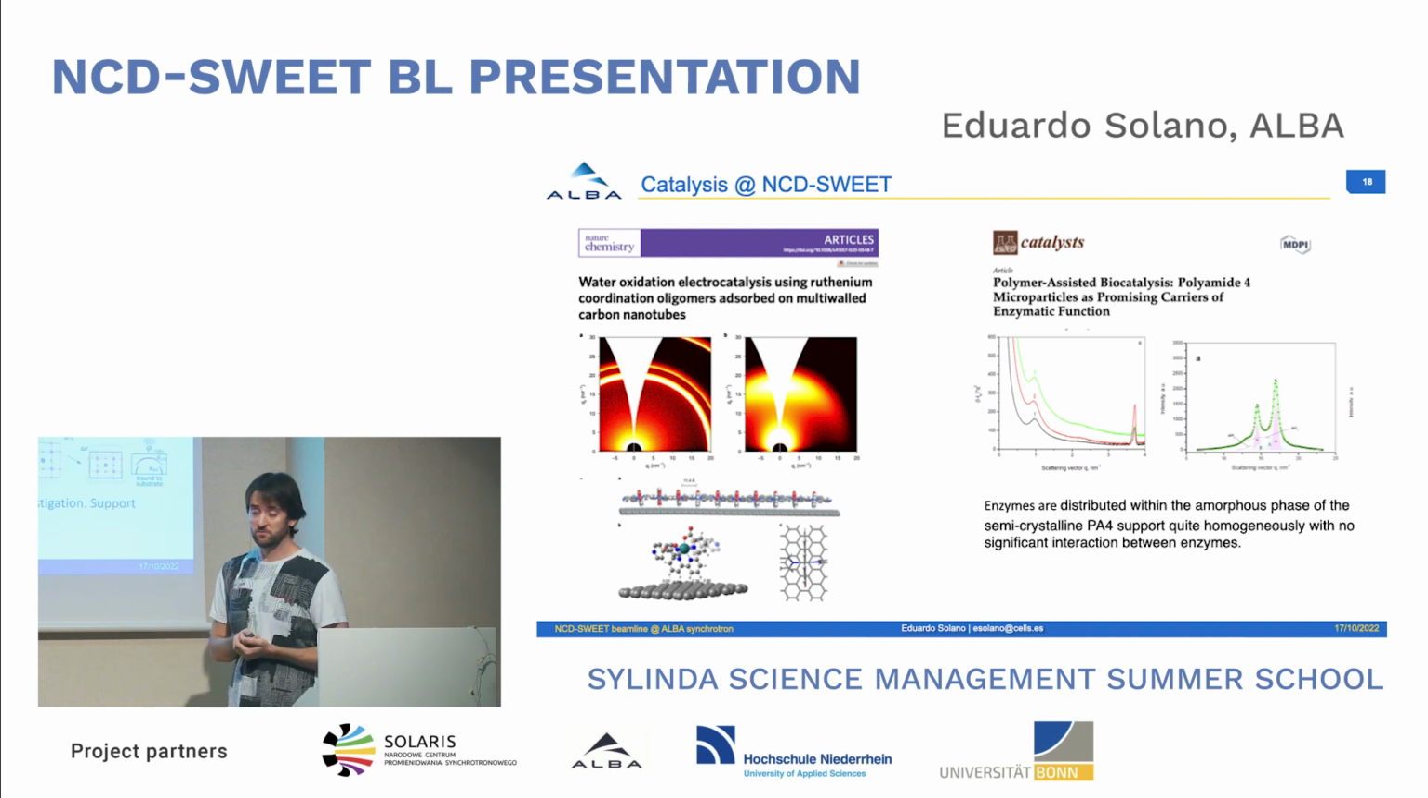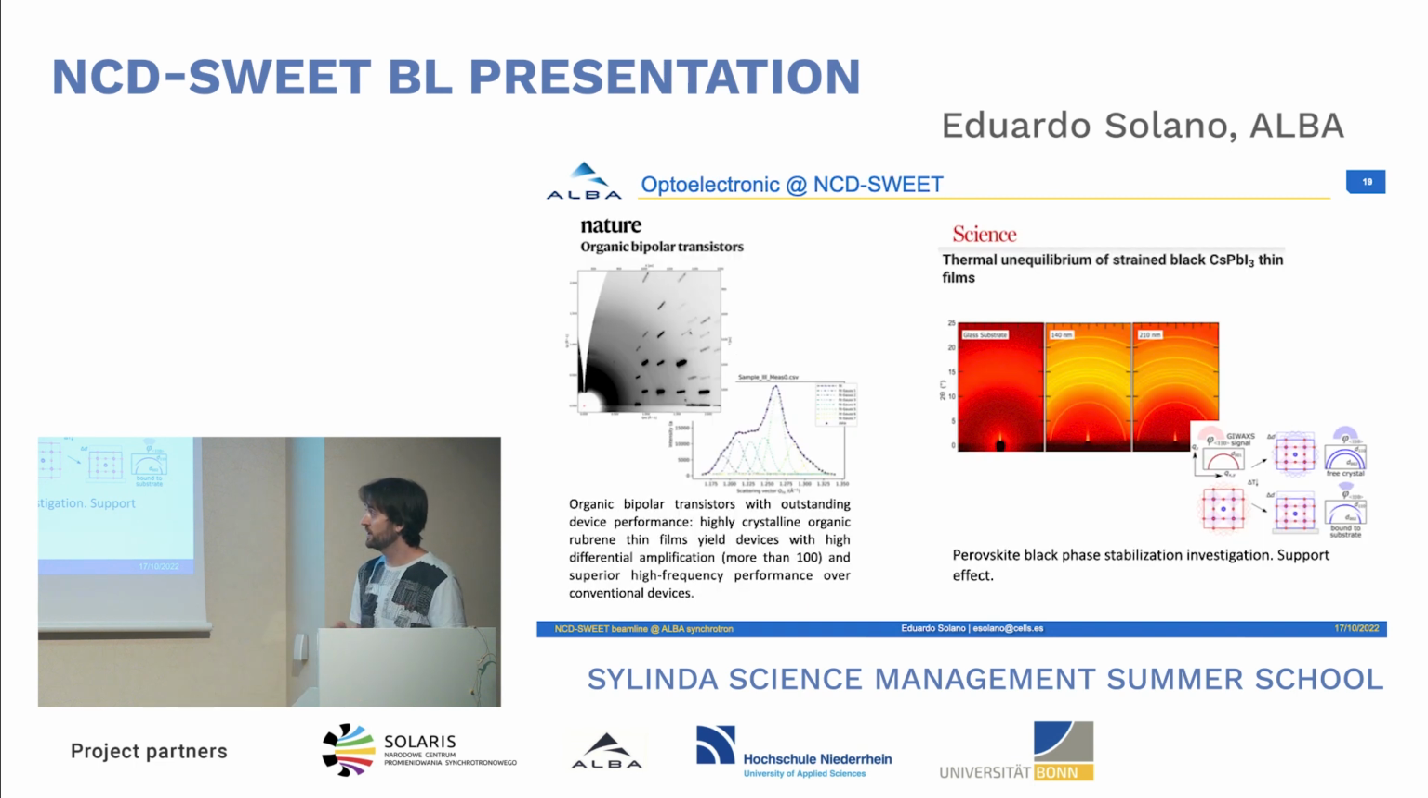And then a couple of examples more to finish. This one I won't explain because Klaus already explained. It's for organic bipolar transistors. And the idea here was to have optoelectronic devices, more in the soft materials range, but this is for the hard materials range. So this is a perovskite, and as you may know, the perovskites are really promising, but they are not stable under normal conditions, especially against humidity.